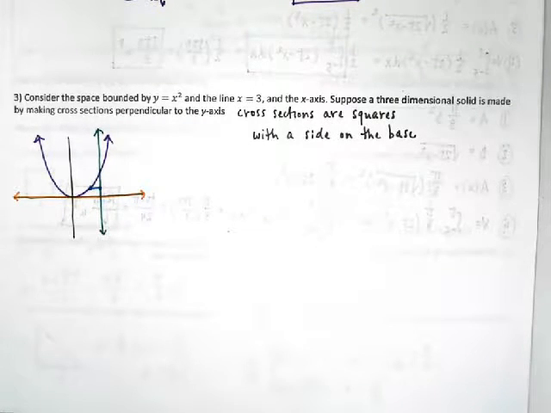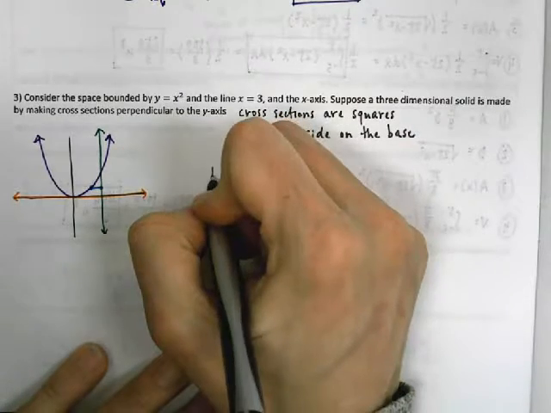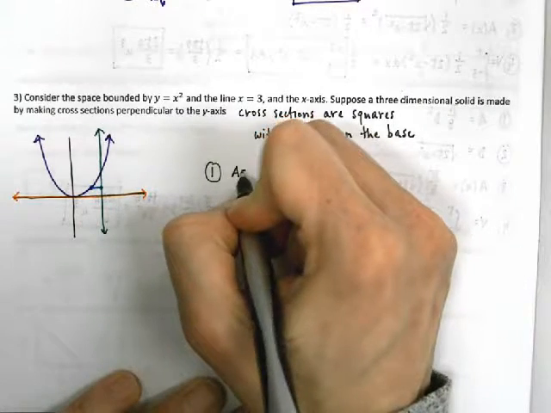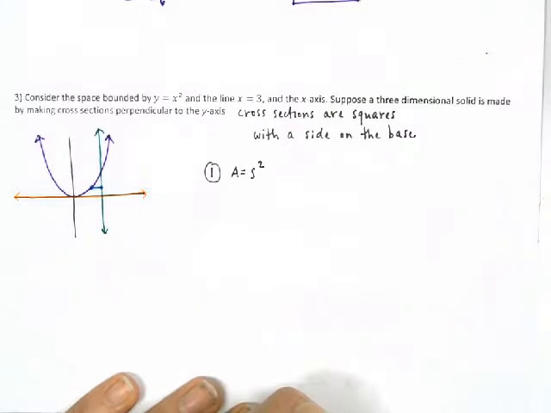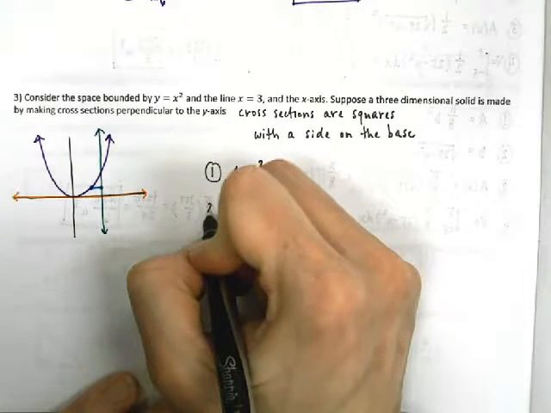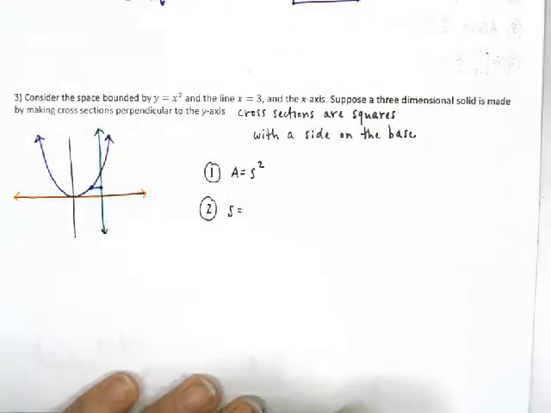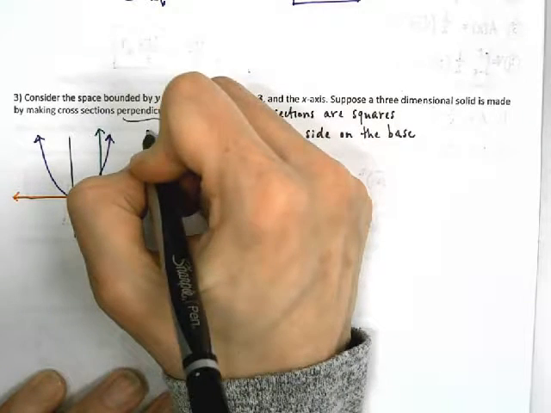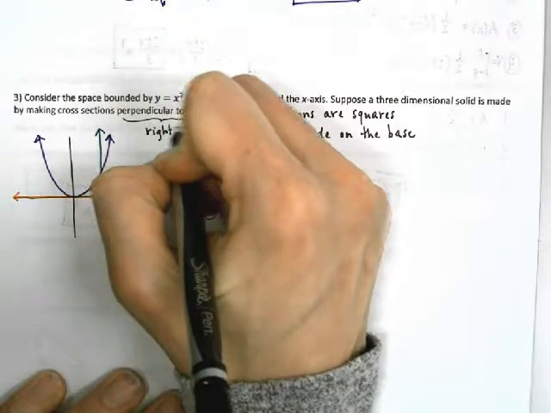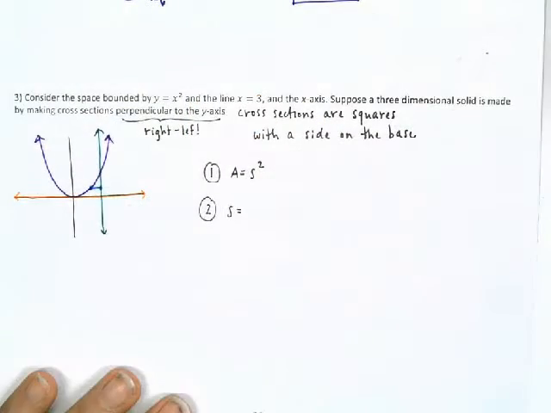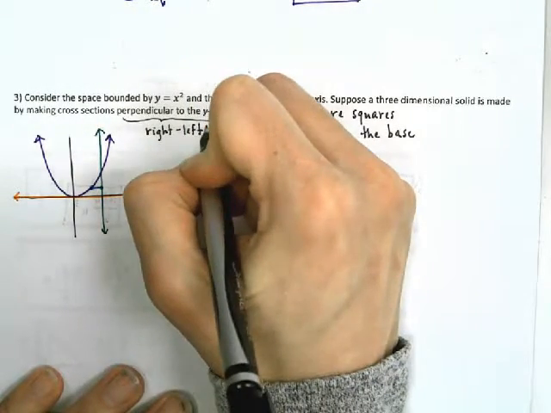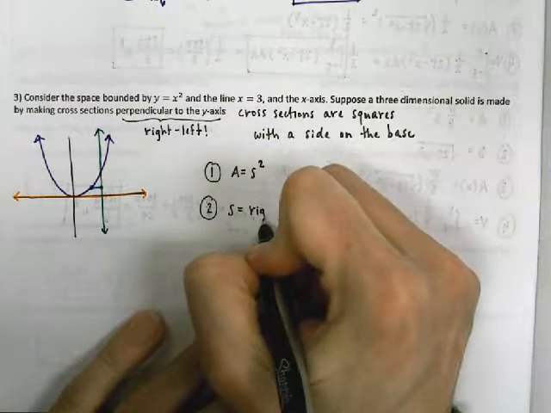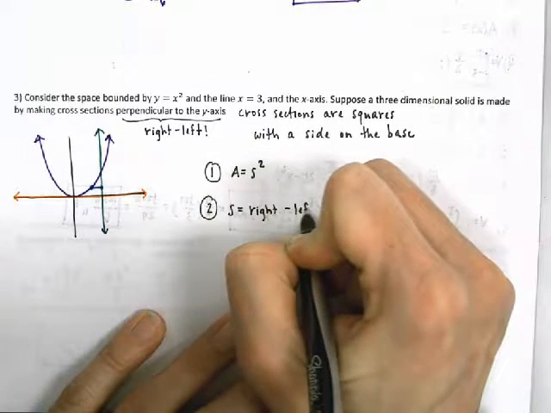So let's kind of go through our steps here. We know our first step is to get the area formula for that cross section. So if I'm squares with a side on the base, I'm going to be area equals s squared. Step 2 is to figure out what s is. Now again, because I'm perpendicular to the y-axis, we're going to be doing right minus left. Whoops, I guess I should put a T in there, and then I can put my exclamation point. So s now is right minus left.